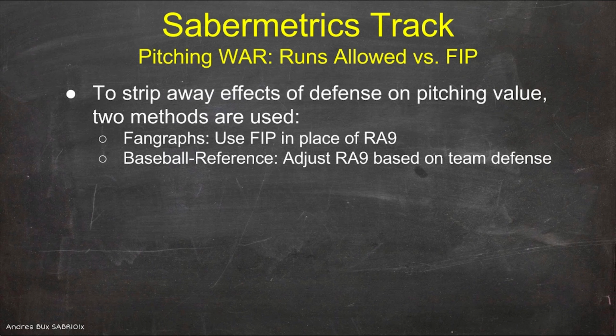So both Fangraphs and Baseball Reference are trying to improve upon just runs allowed per nine, the simple measure of runs allowed by a pitcher, irrespective of earned runs and unearned runs. So they do it different ways. Fangraphs uses FIP, fielding independent pitching, and we've talked about that in our Module 4 pitching sabermetrics track. And Baseball Reference adjusts RA9 based on the defense of the team.